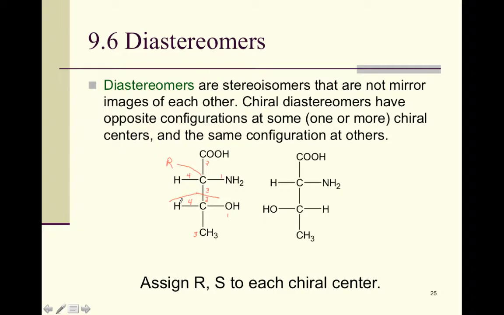Because the lowest priority is on the horizontal, it's the opposite of what I see. So I see 1, 2, 3. I see it going as S, but it's the opposite. So this is actually an R.